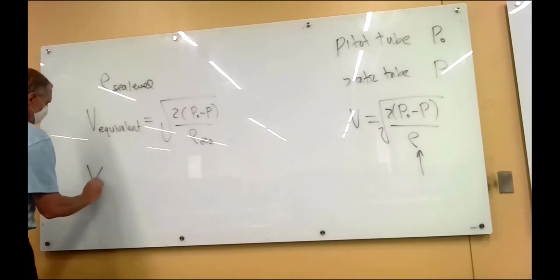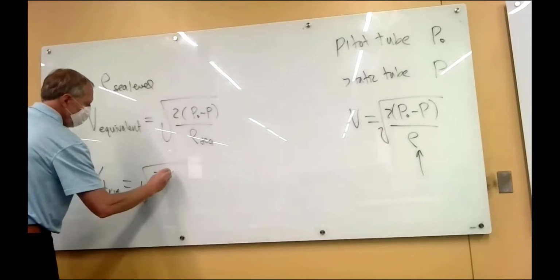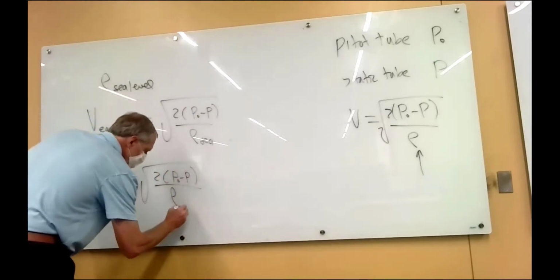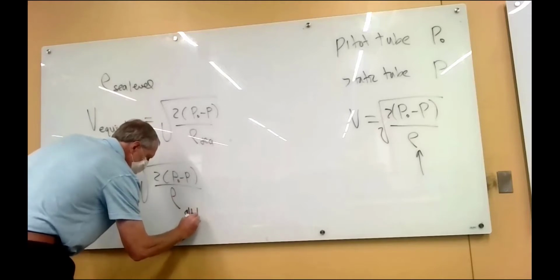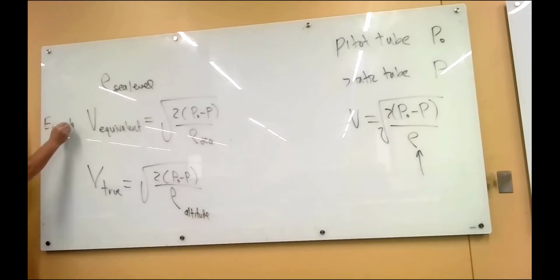And then if you use the actual density of whatever altitude you're at, say you're at 30,000 feet, if you use that, you get what's called the true airspeed. So this is called equivalent. This is called true airspeed.